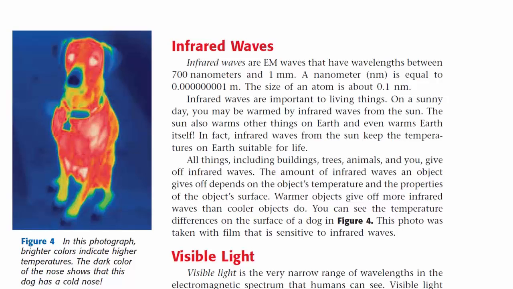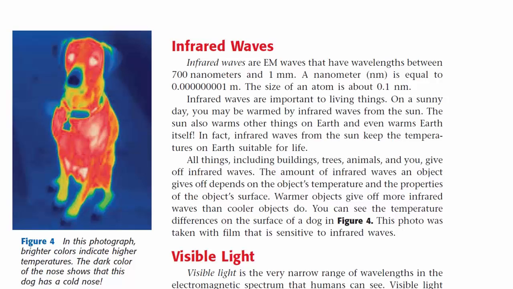Infrared waves are important to living things. On a sunny day, you may be warmed by infrared waves from the sun. The sun also warms other things on Earth and even warms Earth itself. In fact, infrared waves from the sun keep the temperatures on Earth suitable for life.